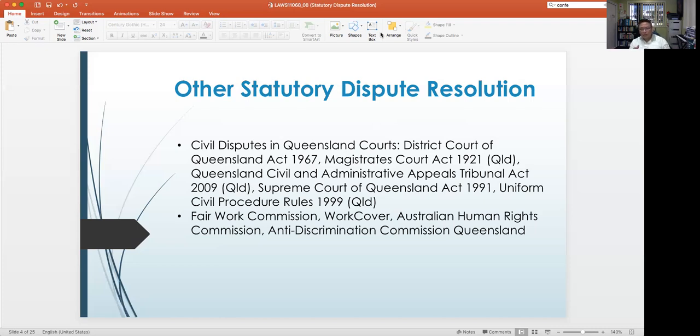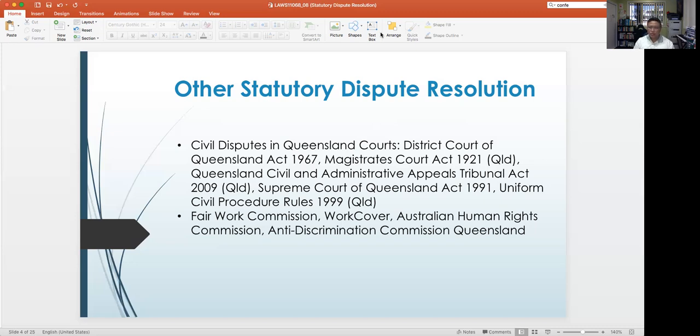But we should be aware that as far as civil disputes in Queensland courts are concerned, you can have the District Court of Queensland Act of 1967, or the Magistrates Court Act of 1921 Queensland, or the QCAT Tribunal Act, the Supreme Court of Queensland Act of 1991, as well as the Uniform Civil Procedure Rules of 1999 Queensland, which all provide court annexed alternative dispute resolution processes.